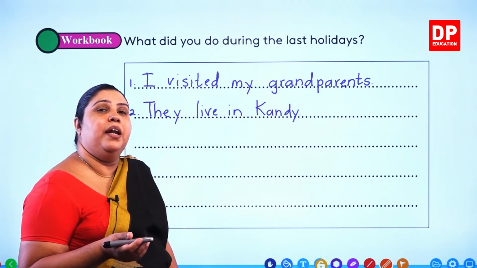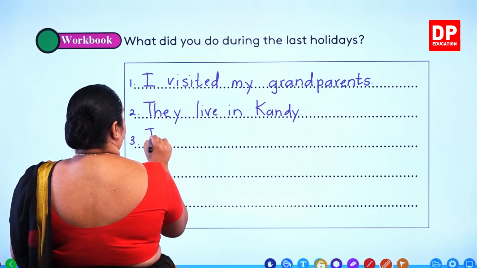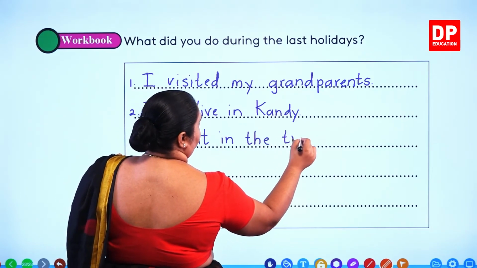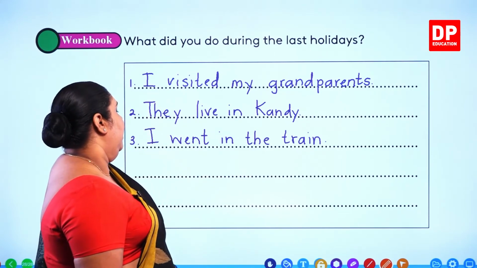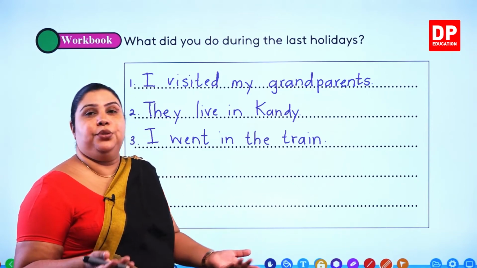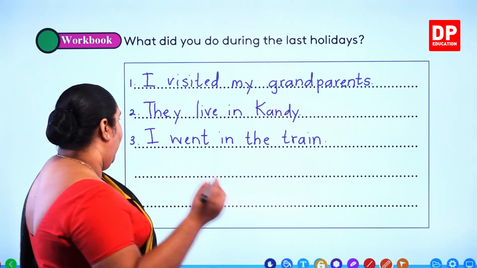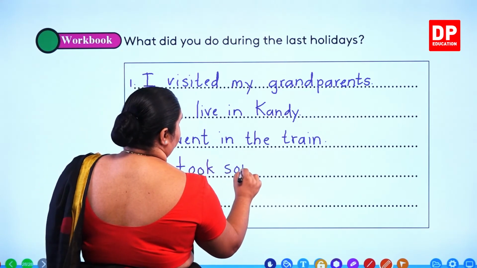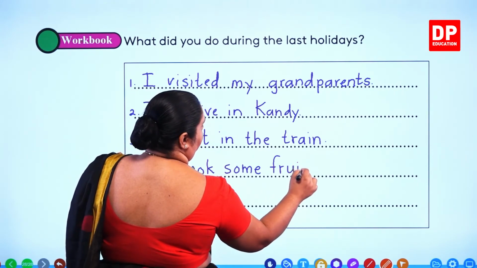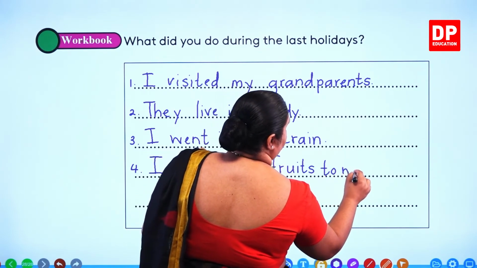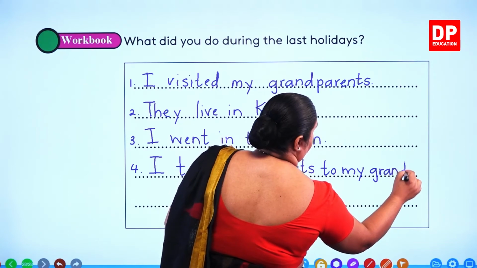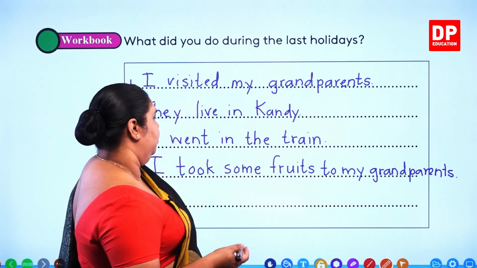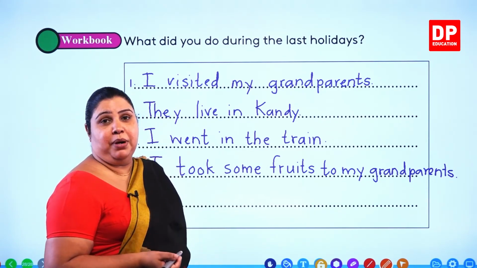So now how did you go to see your grandparents? I went මං කෝච්චියෙන් ගියේ. I went in the train. Or you can say I took the train to Kandy. Right? Then what did you take to your grandparents? මොනවද ආච්චිටයි සීයාටයි අරගෙන ගියේ? මම පළතුරු අරගෙන ගියා. I took some fruits to my grandparents. Or you can say I took some fruits කියලා කිව්වත් ඇති. I took some fruits to them.